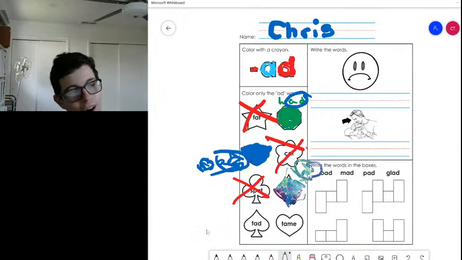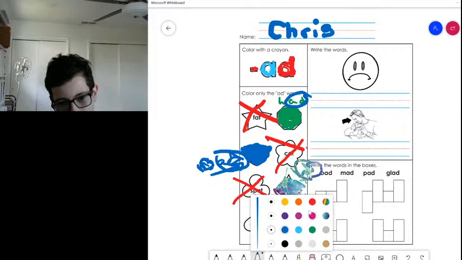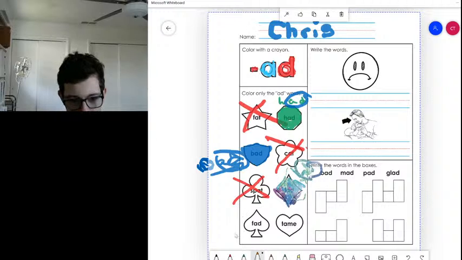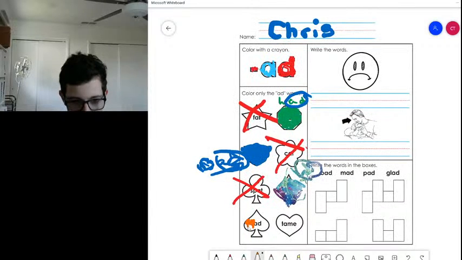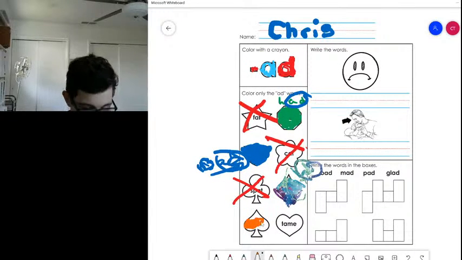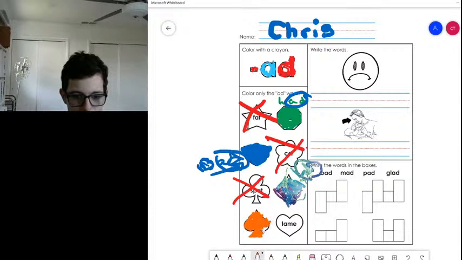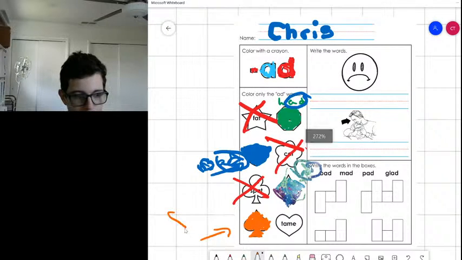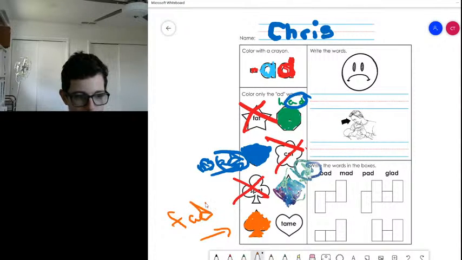AD. Okay, it has both the characteristics, so it is an AD word. So we're going to color it nice and orange. We'll say this is an orange AD word. Color it in. Does anyone know what shape this is? If they do know what shape this is, please comment it in the chat. Say that's fad. Circling that AD ending right there.